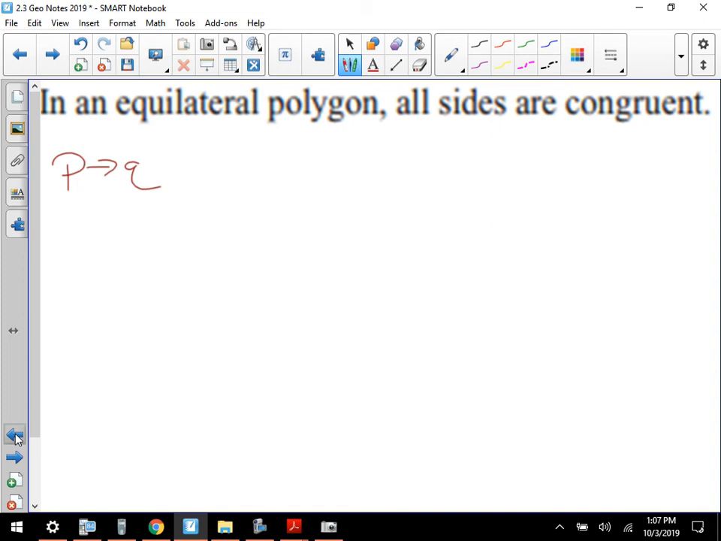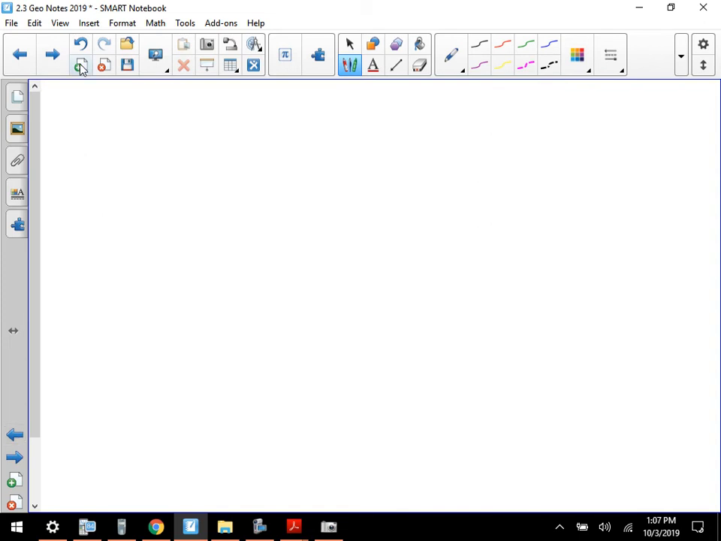Now, come back to this in 1 second. There's two types of polygons. You have 1, 2, 3, 4, 5, 6. There's 6 sides, right? It's a hexagon. This is a convex polygon.